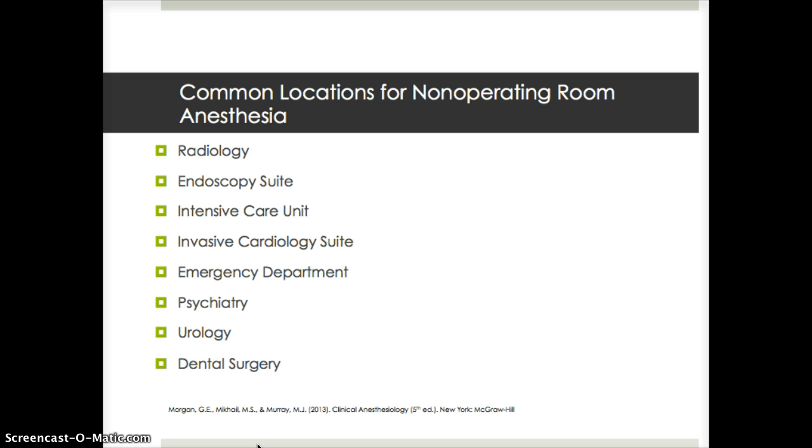Anesthesia may also be called upon in the endoscopy suite for upper and lower gastrointestinal endoscopy, in the intensive care unit for invasive procedures such as bronchoscopy or central venous line insertion, in the cardiology suite for cardiac catheterizations, cardioversion, and insertion of implantable cardiac defibrillators.